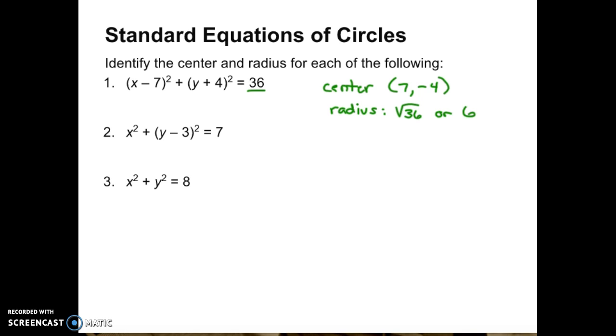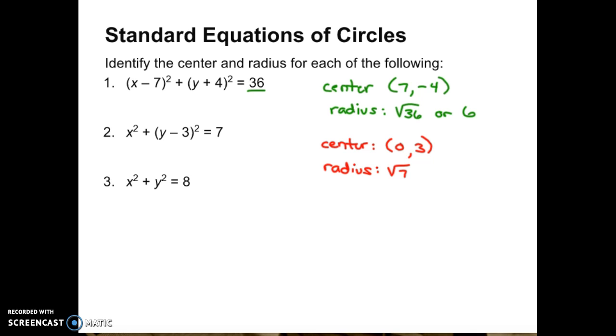So again, really easy. Okay, number 2 up here. Since there's not a number next to the x that you're subtracting, you assume that that is 0. So your center on number 2 is 0 for the x, and the opposite next to the y is 3, so 0, 3. And again, the radius is always the square root of the last number, and that one cannot be simplified, so you just leave it as the square root of 7.